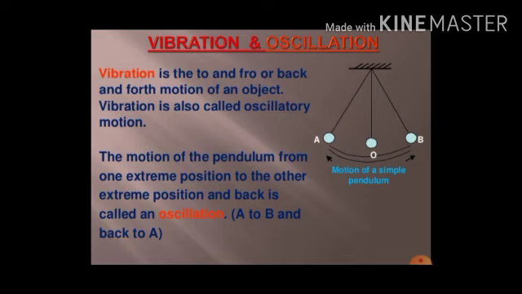The motion of the pendulum from one extreme position to the other extreme position, to and fro, back and forth, is called an oscillation. So those extreme positions are A to B and back to A. This completes one oscillation.